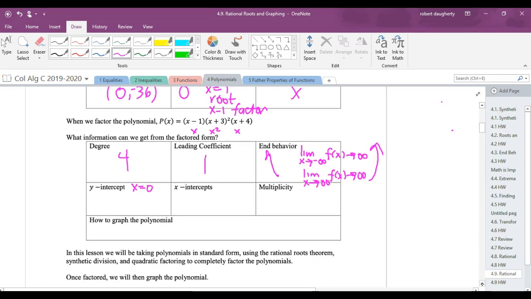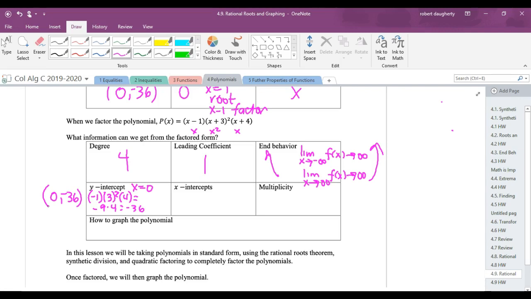When I set x equal to 0 here, I'm going to get what? Negative 1 times 3 squared times 4. That is going to be what? Negative 9 times 4, which is negative 36. So I should get the same answer, 0, negative 36. Is that what I had before? Yes, same thing.